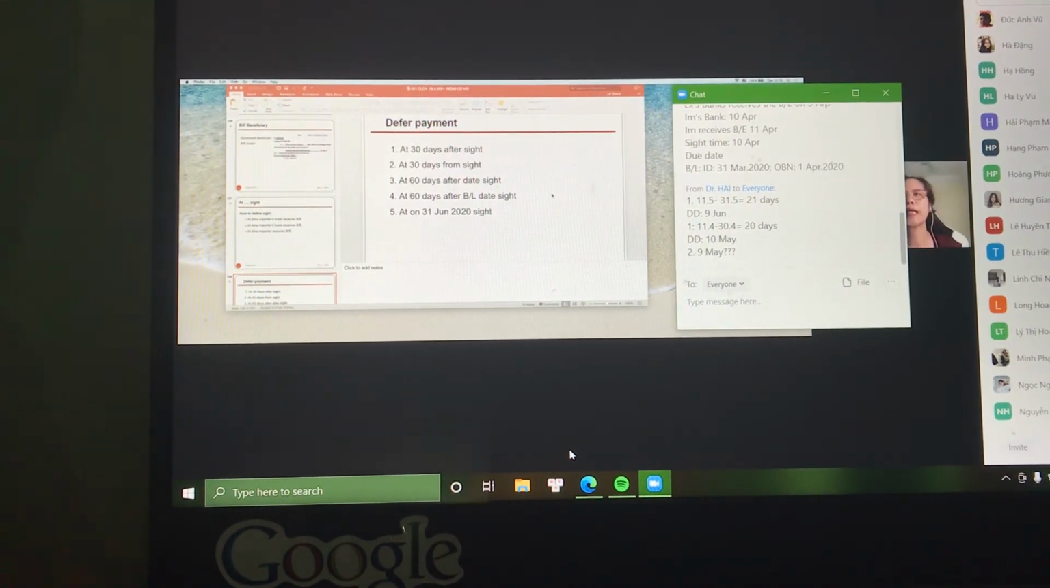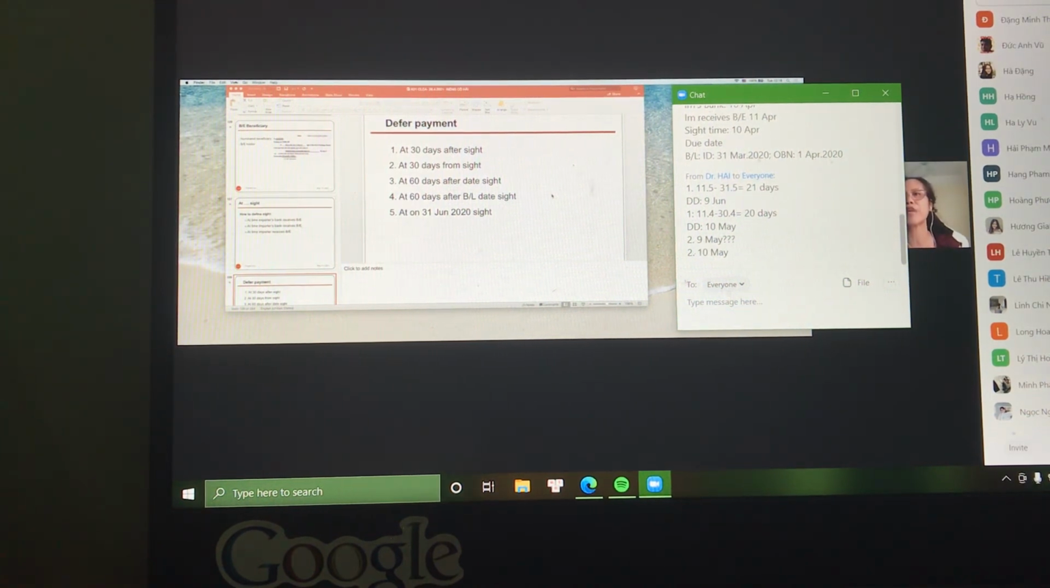Why? Because in international payment, after and from have the same meaning. So we will not calculate from the 10th of April. We still calculate from the 11th of April, and the answer is the same as the first question. So for the second case, the due date is 10th of May, the same result as case 1, right? Yes.